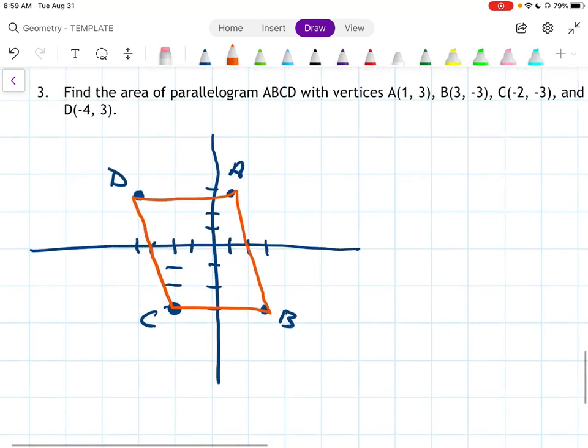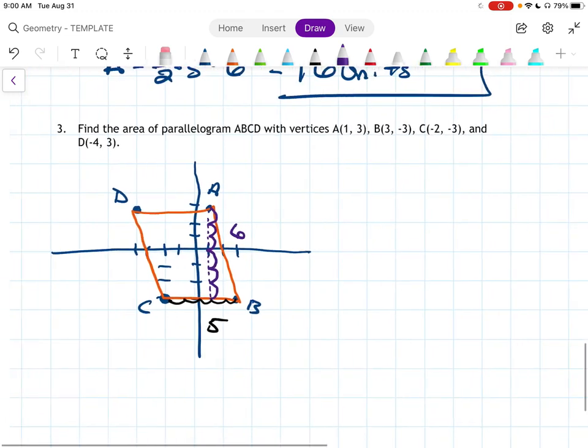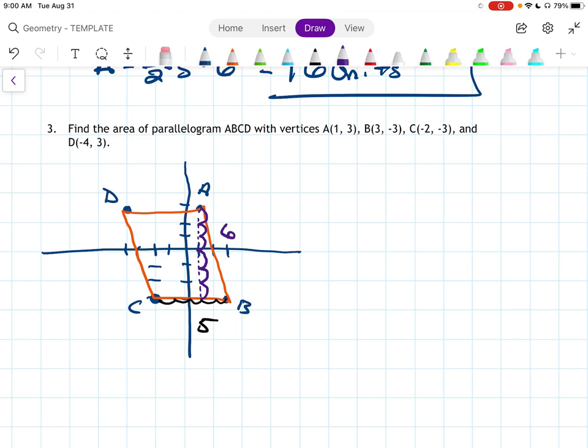All right, so this is our parallelogram. My base is going to be on the bottom here. I'm going to count over 1, 2, 3, 4, 5. For my height, I'm going to need to draw that in. Whenever I count it, I'm going to get 1, 2, 3, 4, 5, 6. So area is base times height, 5 times 6, which is 30.